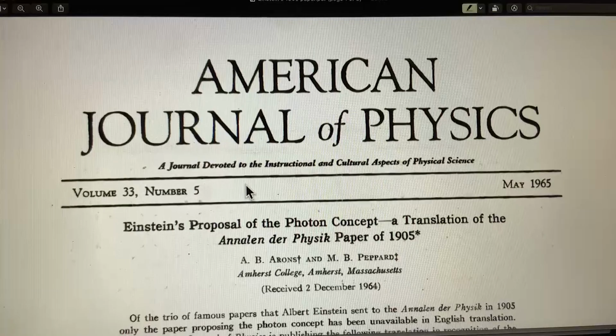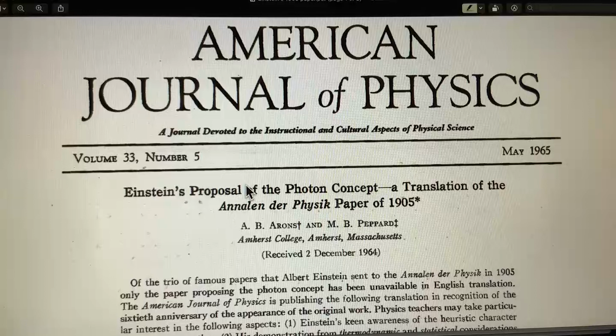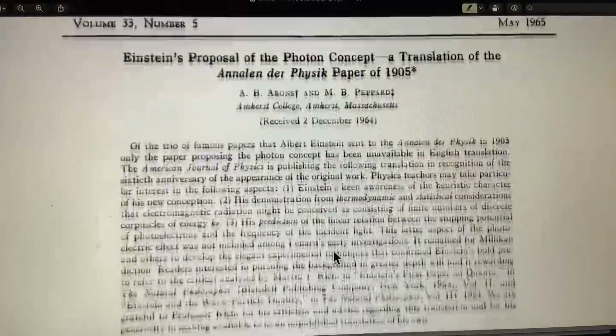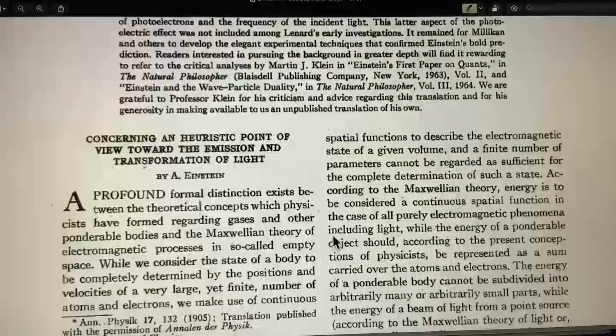Okay, so here is the English translation of Einstein's original paper, and this translation was published in the American Journal of Physics, May 1965 issue. Here starts Einstein's translated paper. First is the title. The title is "Concerning an Heuristic Point of View Toward the Emission and Transformation of Light."